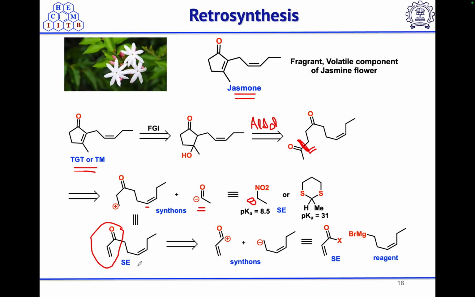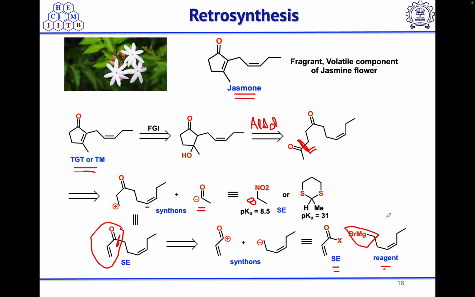Now, the synthetic equivalent of this acceptor synthon is the alpha beta unsaturated ketone. From where can we get this molecule? Again, through a C-C disconnection. If we do this C-C disconnection, you get a positively charged species and a negatively charged species. This is the synthetic equivalent for the alpha beta unsaturated aldehyde, and the negatively charged species is a carbanion. A carbanion you can easily generate from a Grignard reagent, and this Grignard reagent you can easily prepare from the corresponding alkyl bromide. We have already discussed how to generate Grignard reagents.